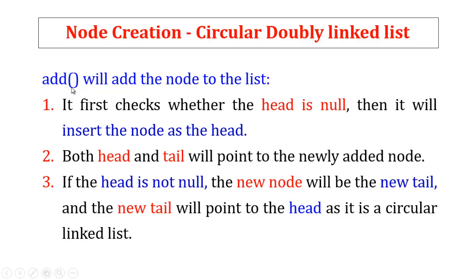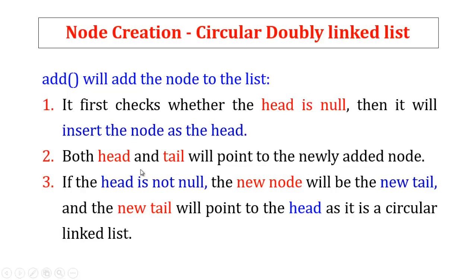Alright, so add is a function that will add a node to the list. First we check whether the head is null; if so, we insert the node as the head. What this means is that if the head pointer equals null, the list is empty, so we can create a new node in the list. The head pointer and tail will point to the newly added node.